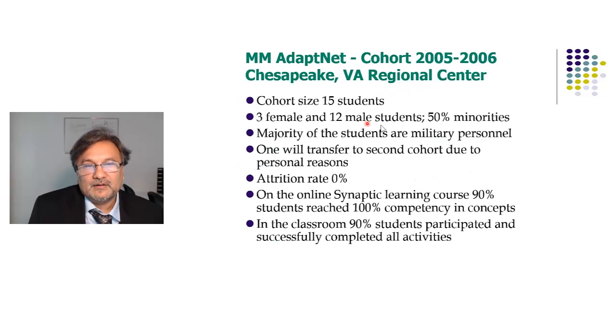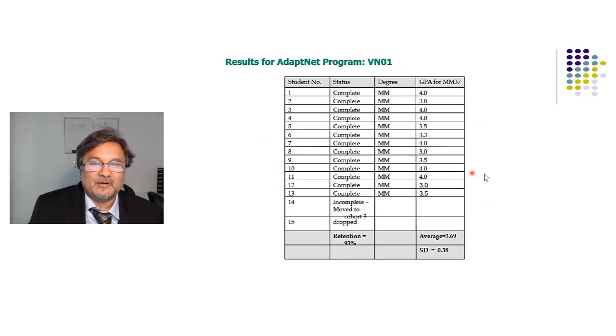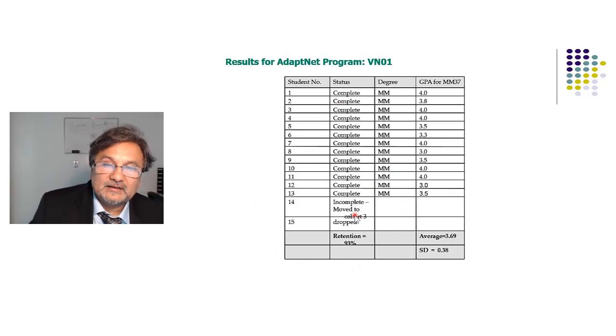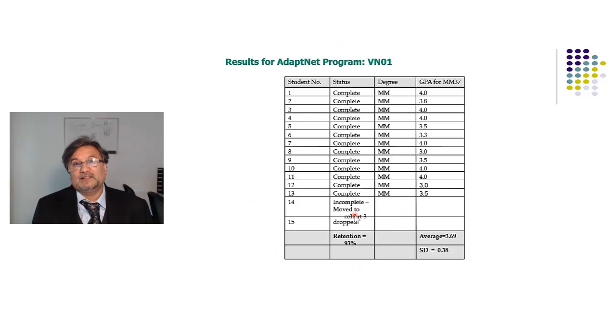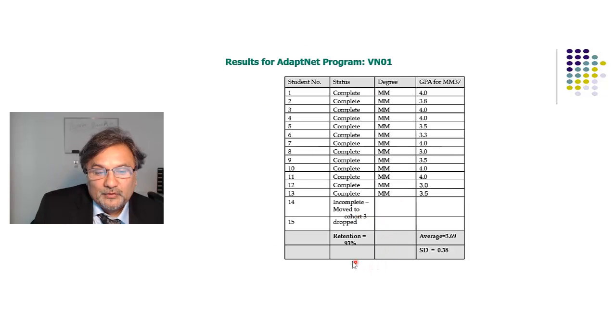If you look at the first cohort, 15 students, 50% minority, and guess what happened for the first cohort of 15 students in the MBA program? This is completion of the MBA program in 1 year's time. We got 93% of students completing it.